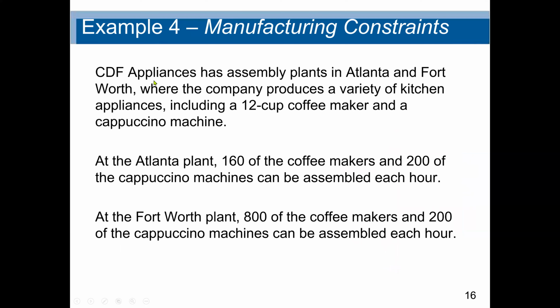So next, the CDF Appliances company has assembly plants in Atlanta and Fort Worth, where the company produces a variety of kitchen appliances, 12-cup coffee makers and cappuccino machines. At the Atlanta plant, 160 of the coffee makers and 200 of the cappuccino machines can be assembled each hour. And at the Fort Worth plant, 800 of the coffee makers and 200 of the cappuccino machines can be assembled each hour.